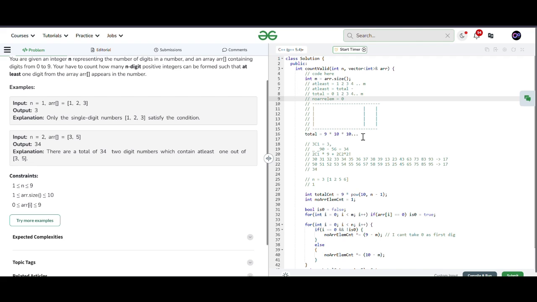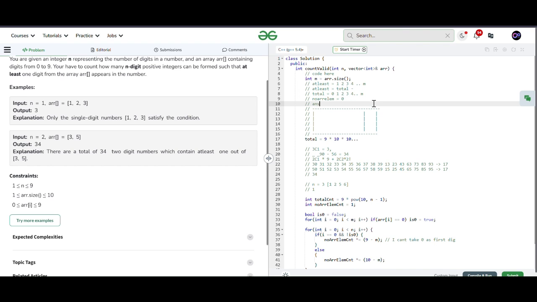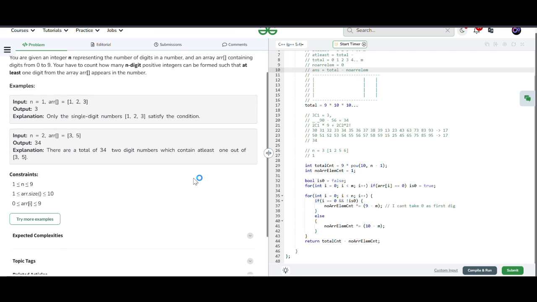So you can assume the total as the biggest box, and the no-element case as the second box, that is, zero elements from the array. And the "at least" becomes this first box, right? So this first box is now our answer, representing maybe one, maybe two, maybe three digits from the array. It's much clearer now. So I can write my answer as total minus this smaller case, the no array element case, and that gives the required answer. Hope this is much clearer now.